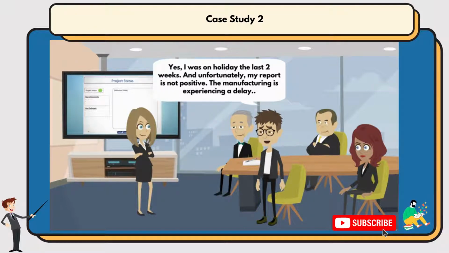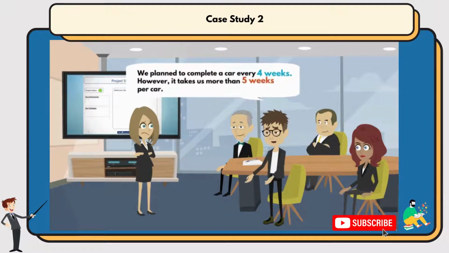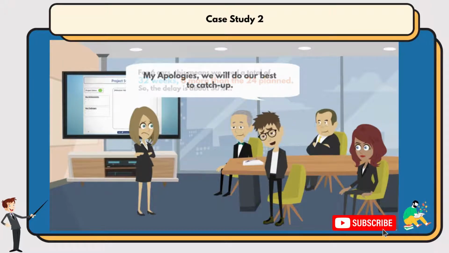The marketing manager responds immediately. How big is this delay? We plan to complete a car every 4 weeks. However, it takes us more than 5 weeks per car. For 6 cars, this means we need a total of 32 weeks, 8 more than the 24 planned. So the delay is about 30%. My apologies, we will do our best to catch up.